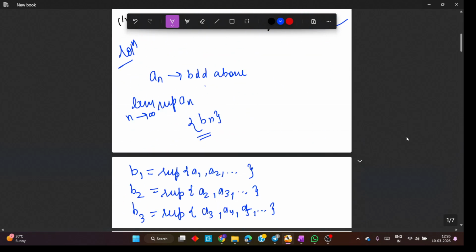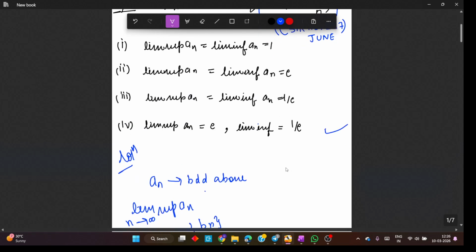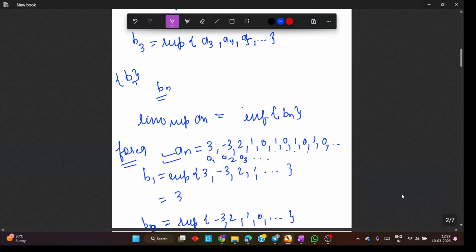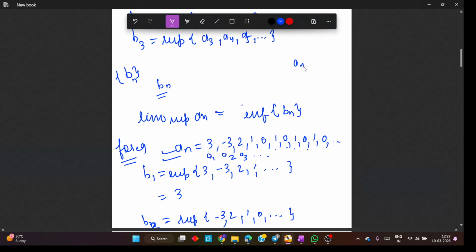And in case the sequence an is not bounded above, we won't go for the limit set. We will take limsup to be plus infinity always. And if an is not bounded below, we will take liminf to be minus infinity.